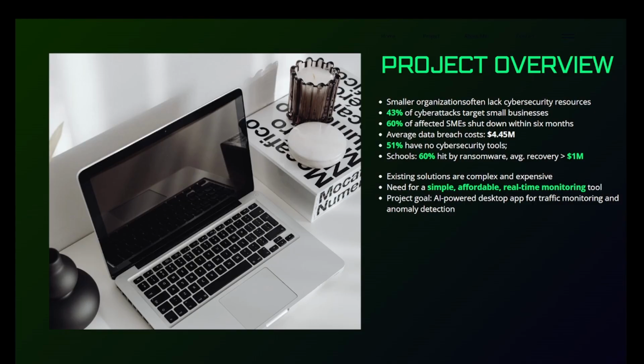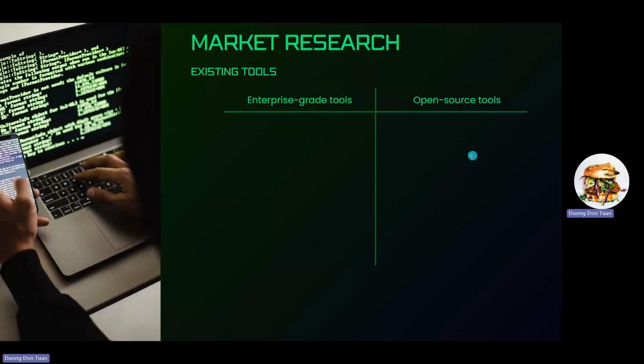Next up is the market research part. So next is market research and literature review. On the market, there are existing tools that can monitor our network. We have open source tools like Wireshark, Snort, Suricata, and Zeek. They are free and powerful, but they come with major limitations. They require some technical skills to use and configure, and the interface can be overwhelming for non-technical staff.